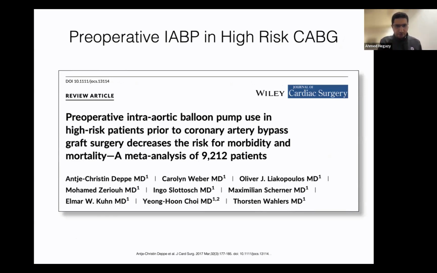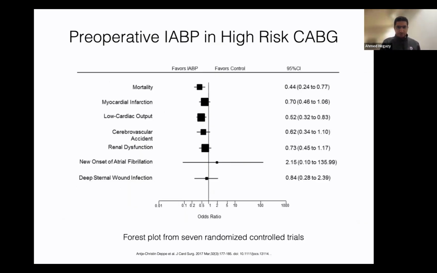So one of the very few publications that actually have shown a benefit of using preoperative balloon pumps is this meta-analysis here that was published in 2017, where they did a meta-analysis of a total of 9,212 patients who received a balloon pump preoperatively prior to going for CABG. And they found, when they put together these 9,000 patients, that the mortality favored a balloon pump. So they had less mortality with pre-op balloon pumps, those going for high-risk CABG.